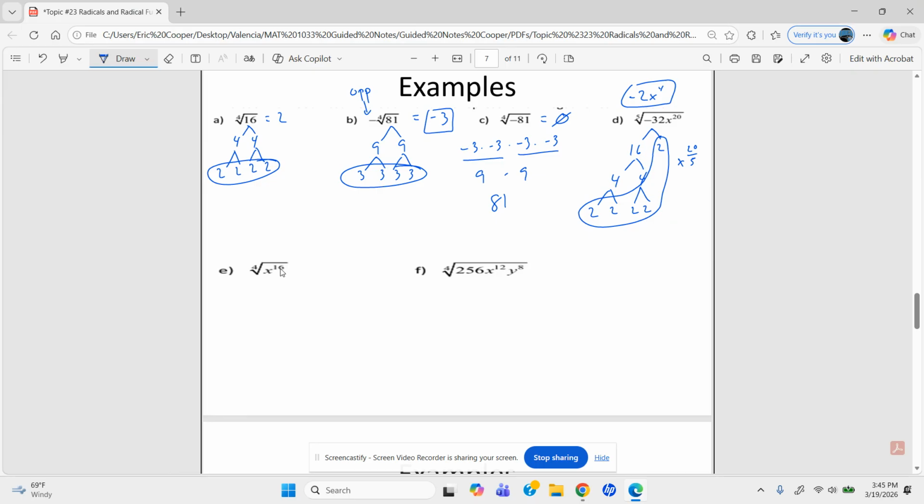For the fourth root of x to the 16th, again, we could just take the power and divide it by the index. This would give me x to the 4th.